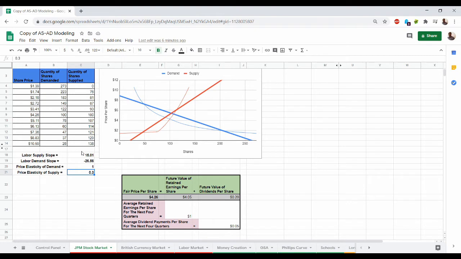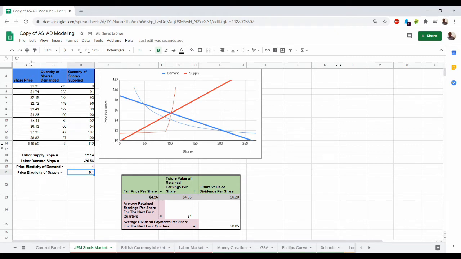So if we were to, for example, make the price elasticity of supply a little bit higher, it would change the slope of the supply curve. For example, let's make it 0.8 and see what happens. And what you could see happening is that the slope becomes a little bit flatter. If I was to make it 0.1, it might be more noticeable, yeah, there we go.